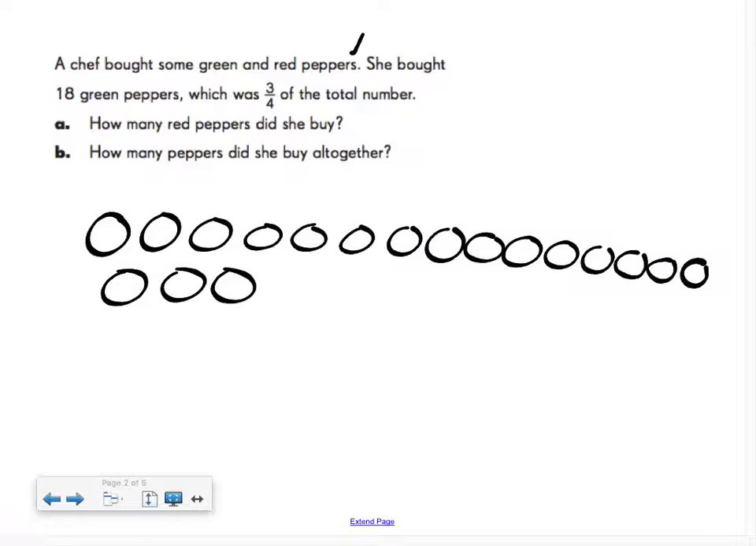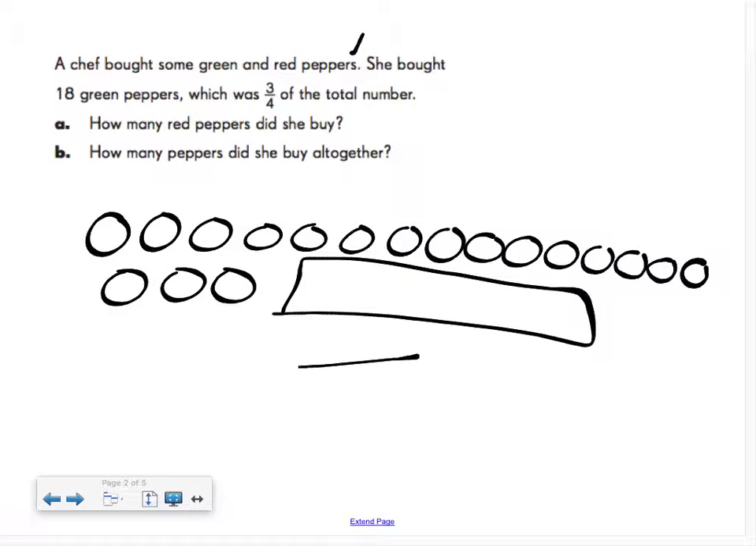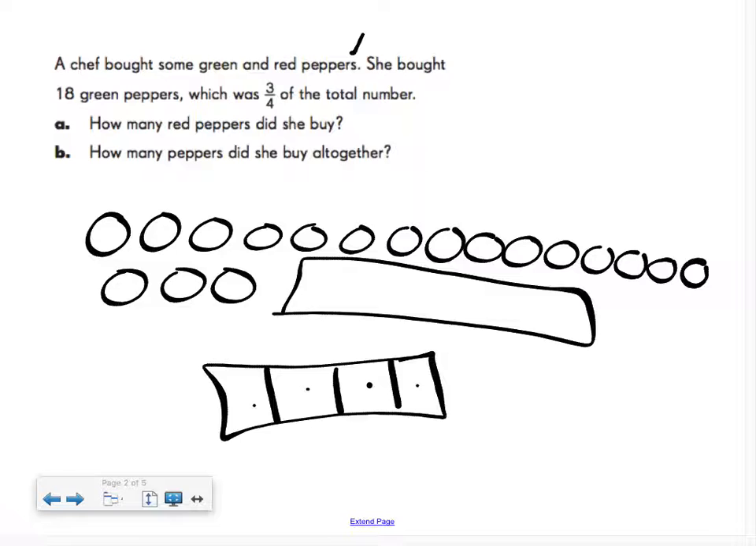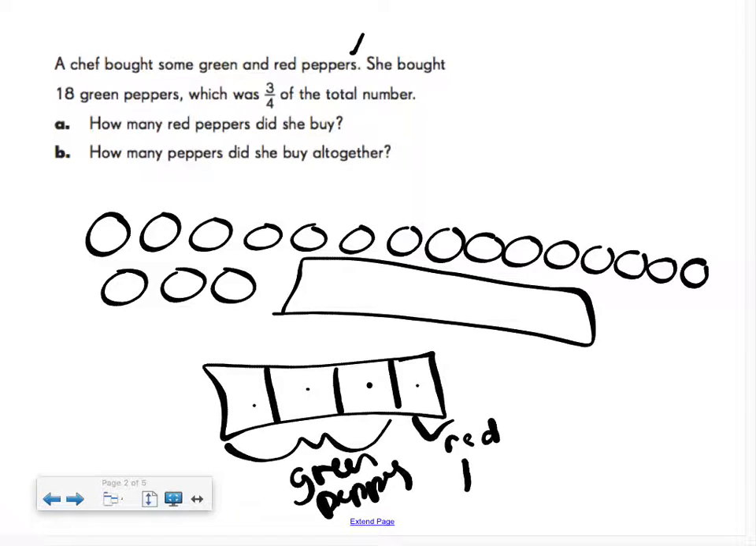Now, these are my green peppers. I don't know how many red peppers there are, so obviously there would be some more red peppers in there. What I do know is this fraction of 3/4. 1, 2, 3, 4, okay? And it says that 3/4 of them were the green peppers, okay? I must know that this leftover one has to be the red peppers.